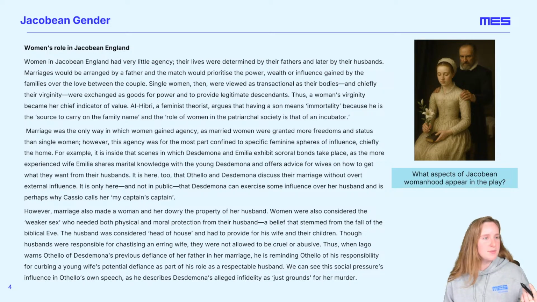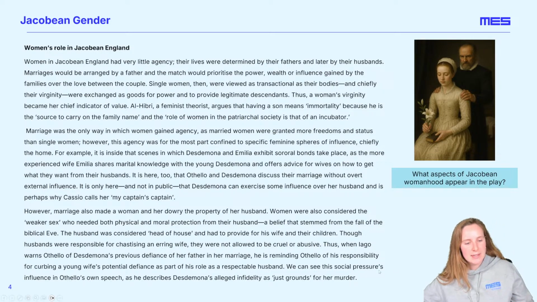So what aspects of this appear in the play? Pop it into the chat. This idea of the women's role. What do we see in the play that links to Jacobean femininity?